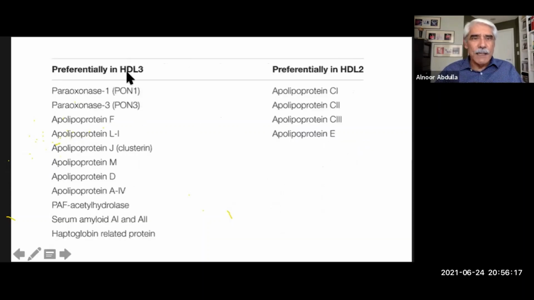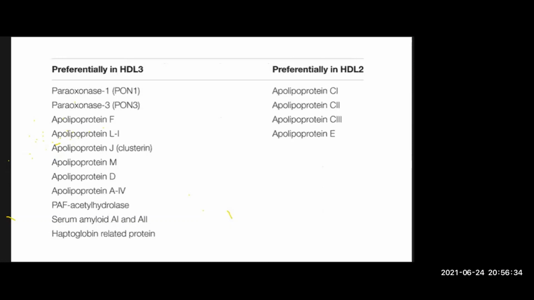And look at it here. HDL3 has all these apoproteins. HDL2 has all these apoproteins. And if Arun was here today, like he was on Tuesday, you can understand why I am not a big fan of measuring ApoA1.